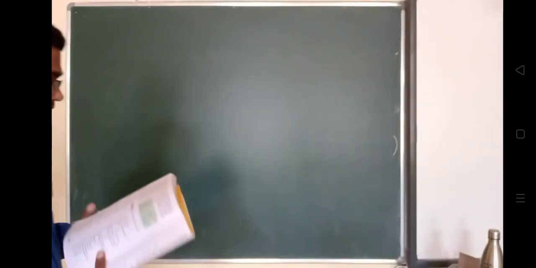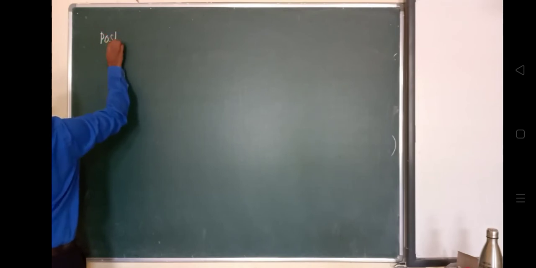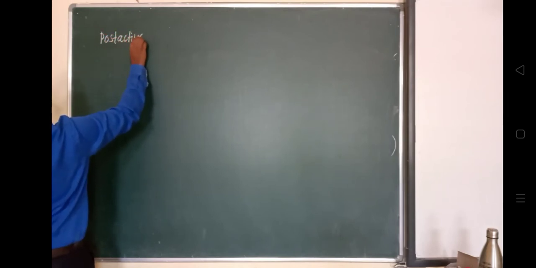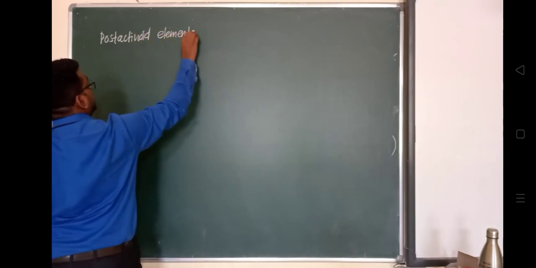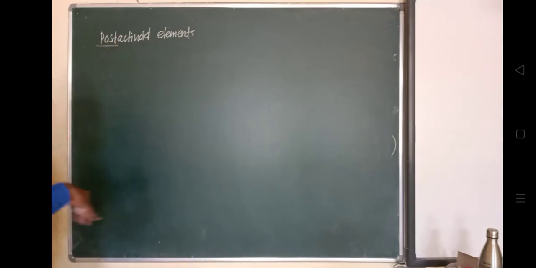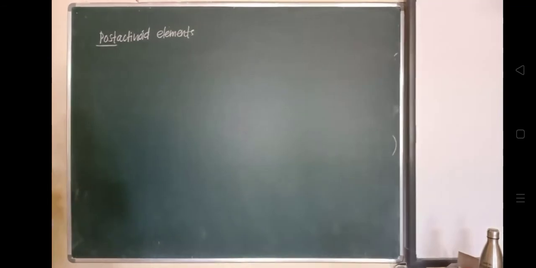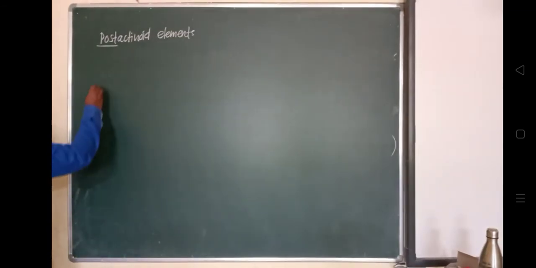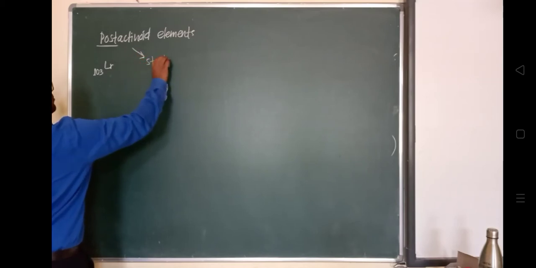Then what is the meaning of post-actinoid elements? These will be starting from atomic number 104. You have seen that there are elements with atomic number greater than 92. The element with atomic number 92 is uranium.